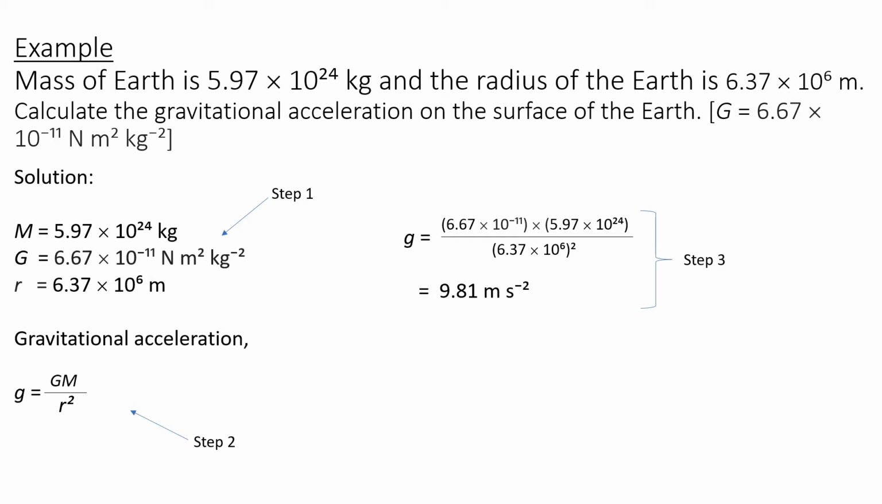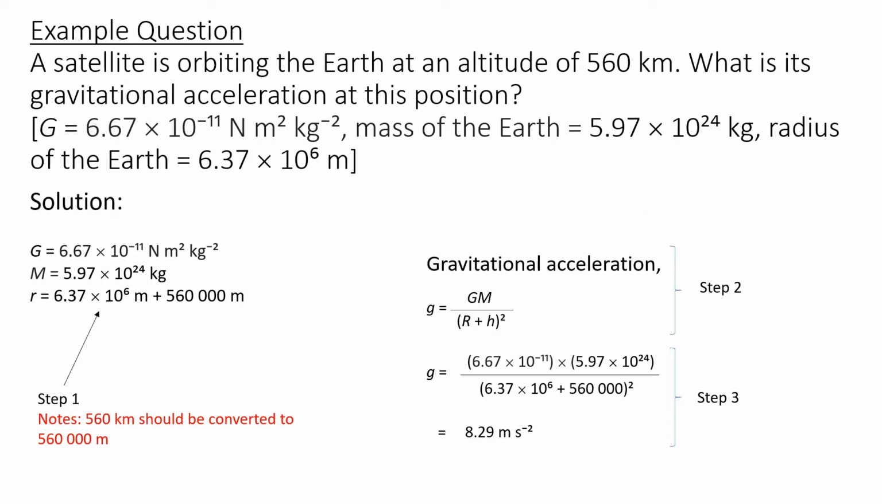Finally, do the calculation and the answer is 9.81 meters per second squared. Another example for gravitational acceleration: a satellite is orbiting the Earth at an altitude of 560 km. What is its gravitational acceleration at this position?